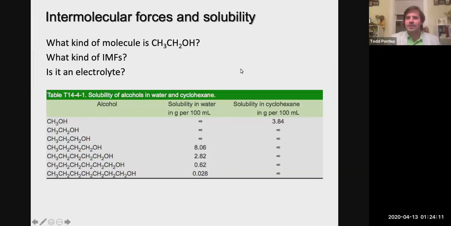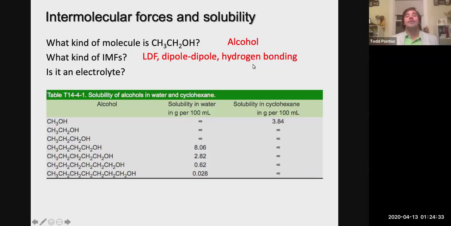This one, just to re-emphasize what we've talked about before, the like dissolves like principle. Let's look at this specific molecule, ethanol. So what kind of molecule is C2H5OH? It's an alcohol. It's got that polar OH group, able to form hydrogen bonds with water. What kind of intermolecular forces does it have? Well, it's got the trifecta. It's got LDFs, it's got dipole-dipole available, and it's got hydrogen bonding available. Is it an electrolyte? No, it doesn't turn into C2H5O minus and H plus in a solution. It stays together, but it still is miscible in water.